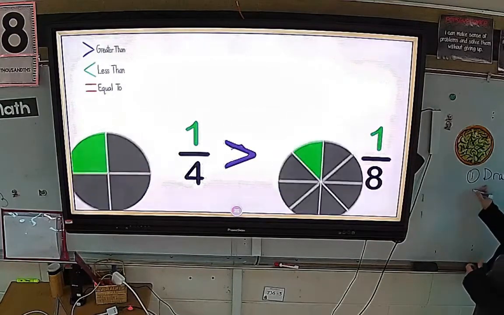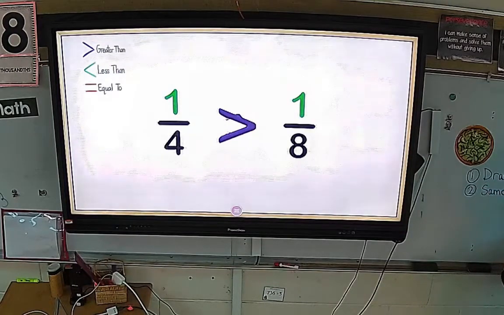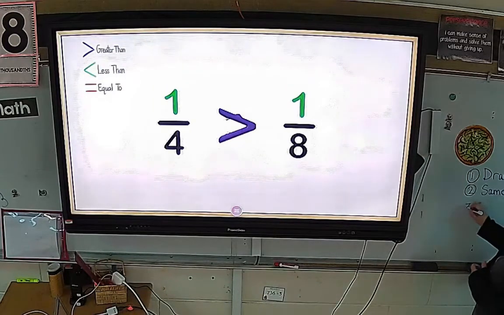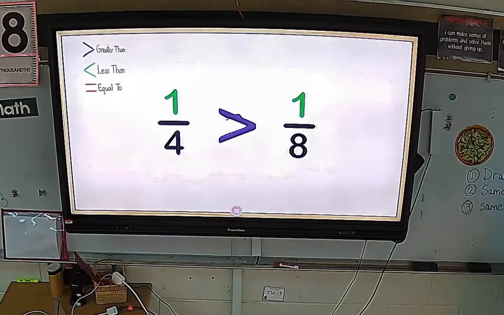Another way we can look at this is by looking at the denominators and numerators. The denominators are not the same in this problem. We have 4 on the left and 8 on the right. The numerators, however, are the same number. If the denominators are different but the numerators are the same, the bigger fraction will be the one with the smaller denominator. That is kind of tough to follow, but let me explain.